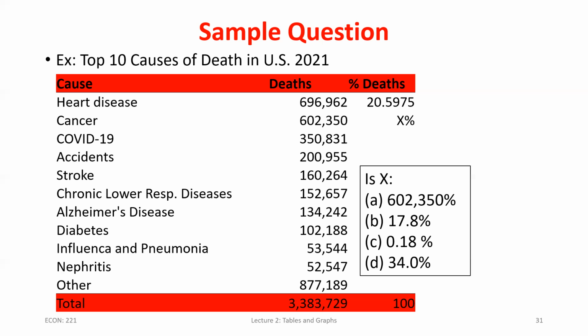So right away, we can rule out A and D. C here seems pretty unreasonable, right? If 700,000 people dying from heart disease is about 20.6%, 600,000, I don't think the drop off is going to take us down to 0.18. Now, if I entered in my calculation and got 0.18, what did I probably forget to do here? Probably forgot to multiply it by 100, which is then what gives me that 17.8%.